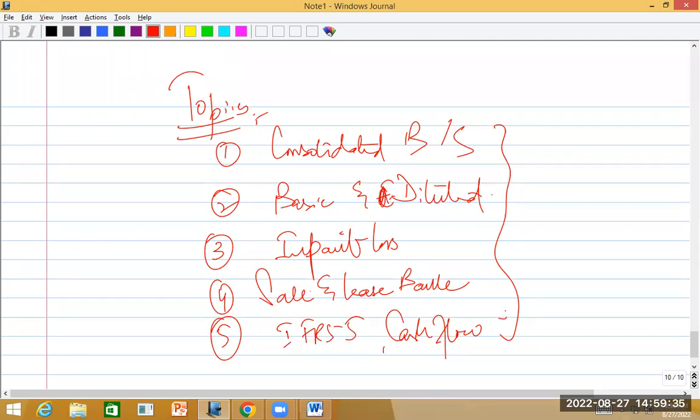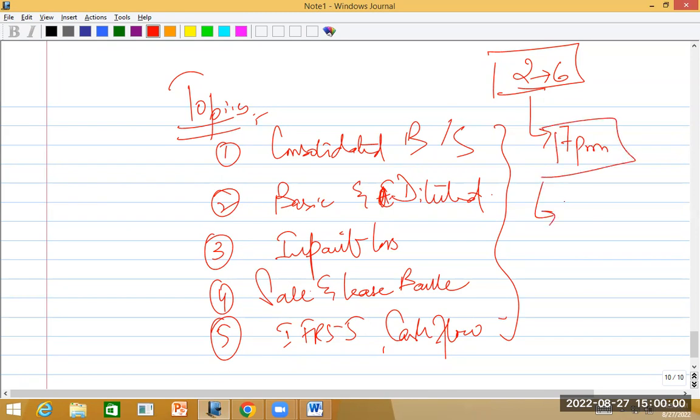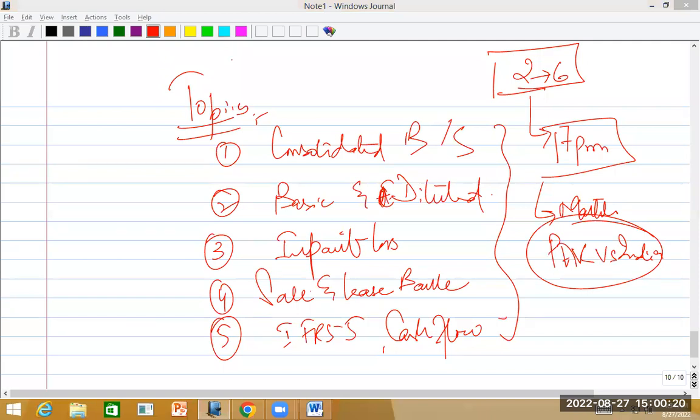I have to take the picture first. Tomorrow we'll be having a class between 2 to 6, 4 hours. And at 7 p.m. sharp, we will watch a match between Pakistan and India. It's in Dubai? Yes, sir. So, thank you so much, guys, for today.